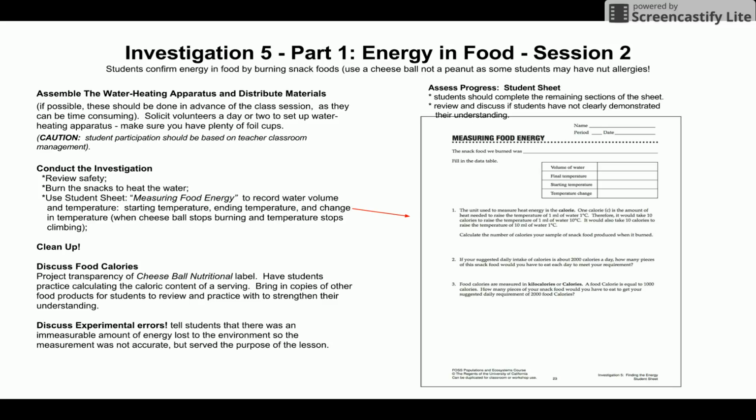Discuss the food calories using the cheese ball nutritional label. Have students practice calculating the caloric content of a serving. Bring in copies of other food product labels and have students practice to strengthen their understanding.